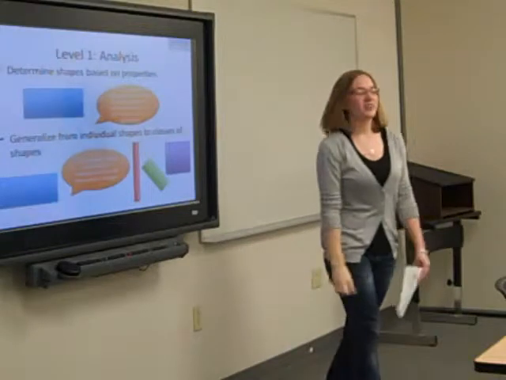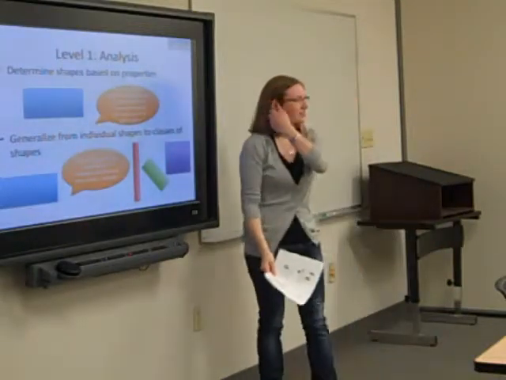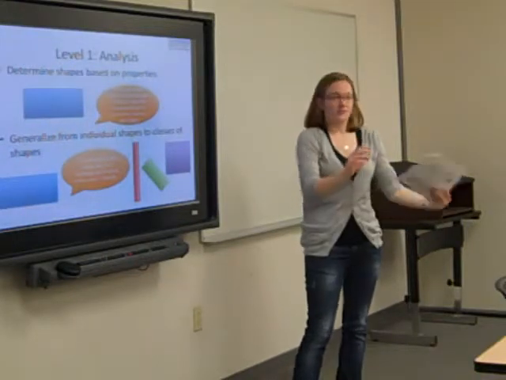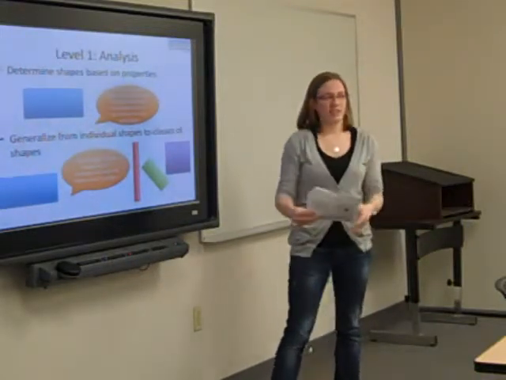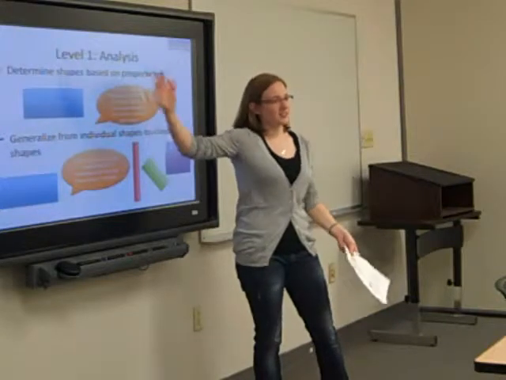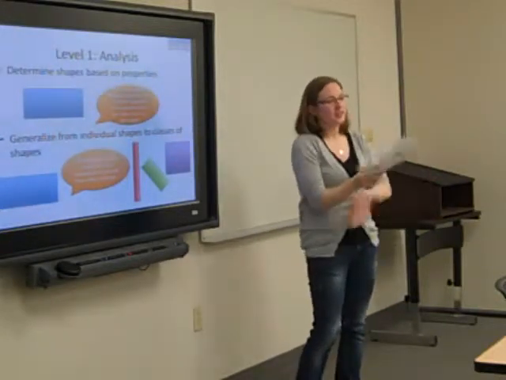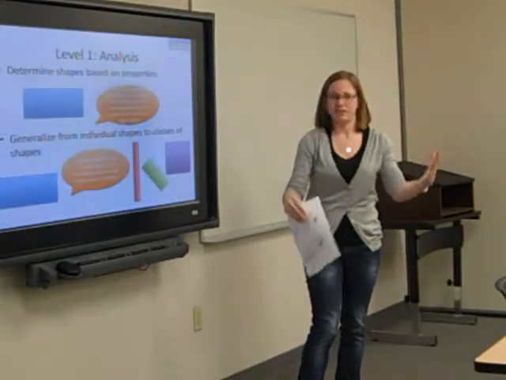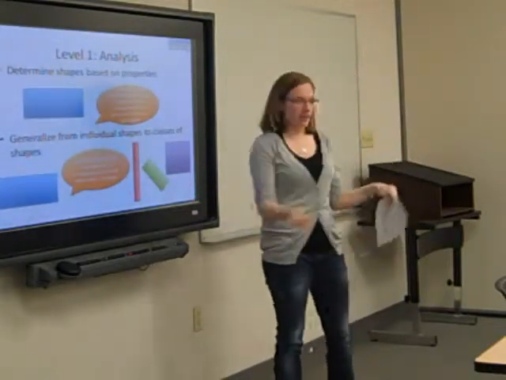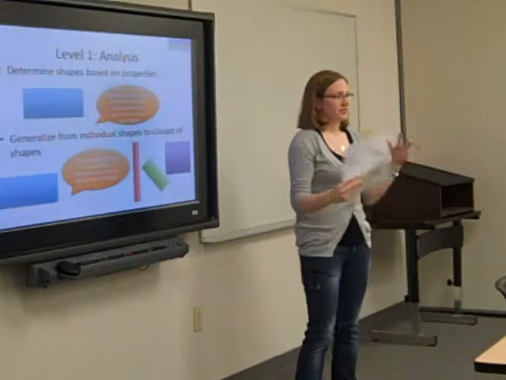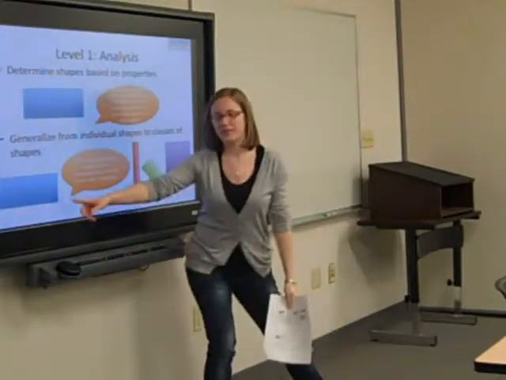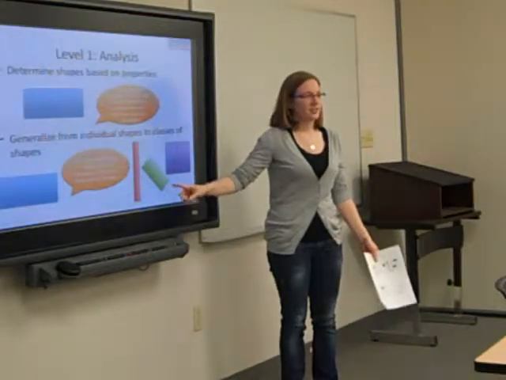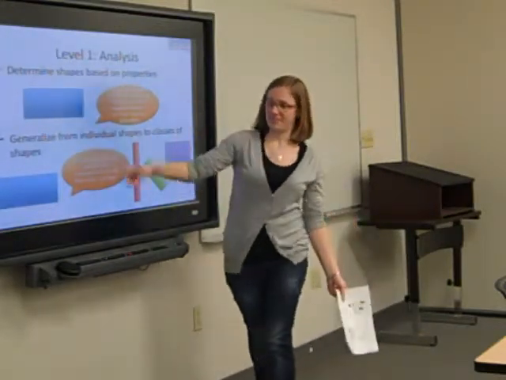Okay, so then we go on to level 1, which is analysis. And this is where children start to determine shapes based on their properties. So they'll look at this rectangle and say, okay, I know that this is a rectangle because it has 4 sides, the 4 sides are perpendicular, and 2 sets of them are parallel to each other. They can also start to generalize from individual shapes to classes of shapes. So they say, this is a rectangle because of A, B, and C, and all of these are rectangles too because they share the same characteristics as that rectangle.